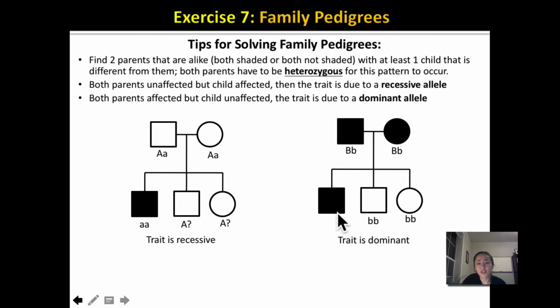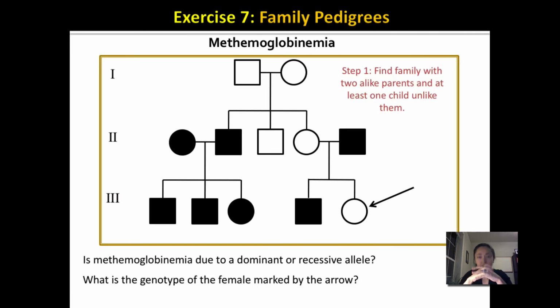This child here looks like the parents, so it also must have a big letter. And in this case, again, we don't have enough information to know what the other letter is. All right, so let's look at an example.